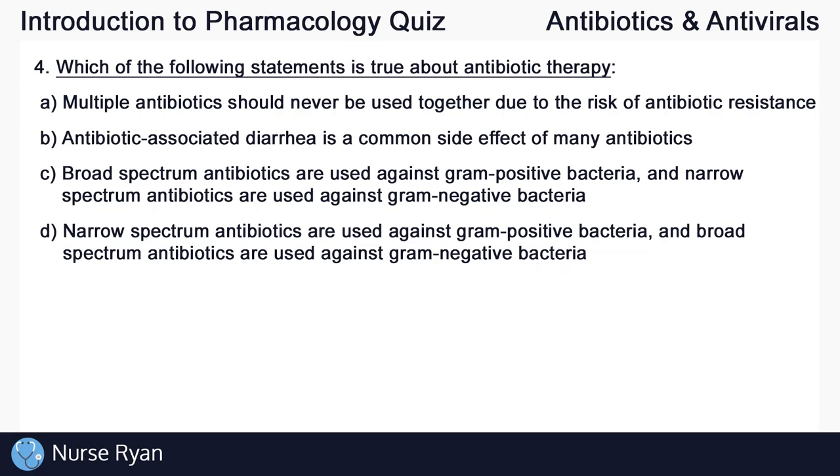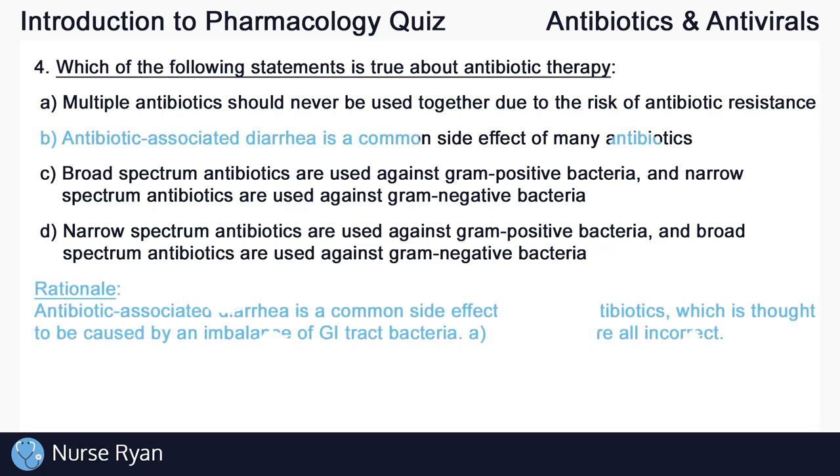Question number four, which of the following statements is true about antibiotic therapy? The answer here is B, antibiotic-associated diarrhea is a common side effect of many antibiotics. It is thought to be caused by an imbalance of GI tract bacteria. A, C, and D are all incorrect.